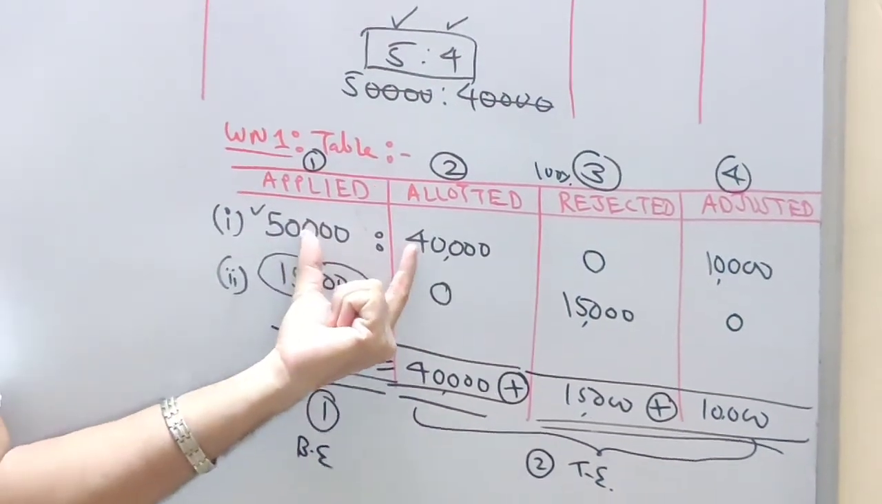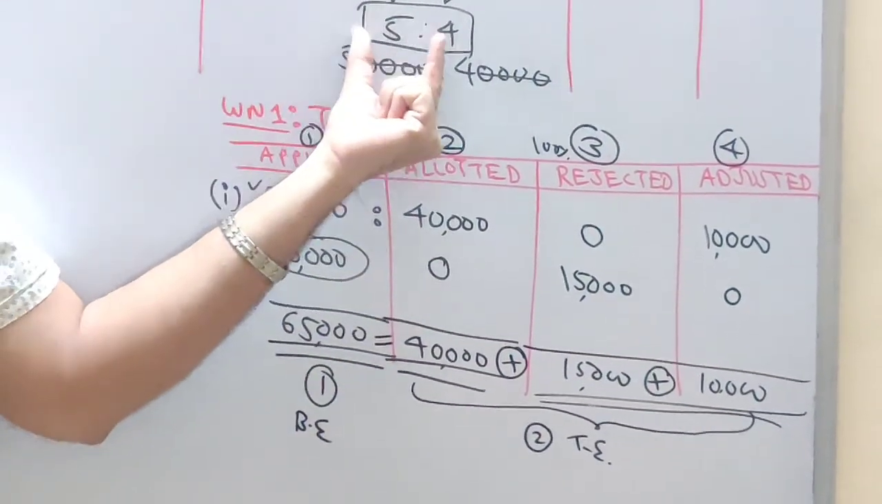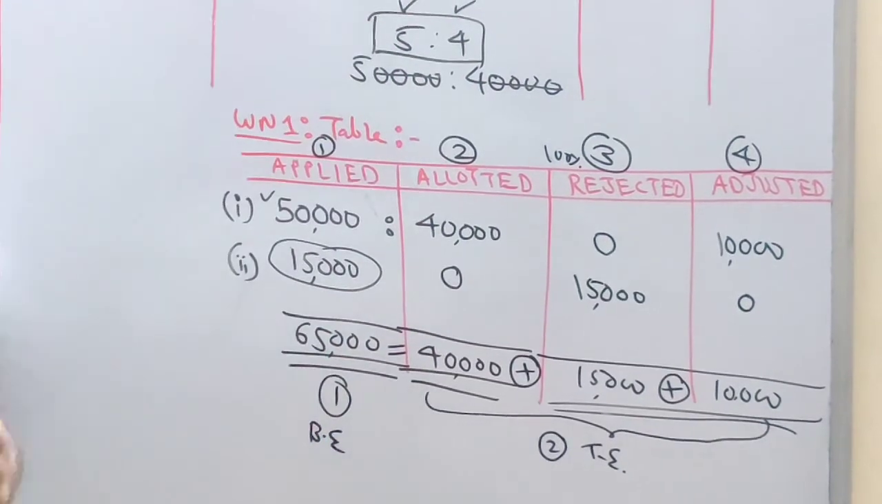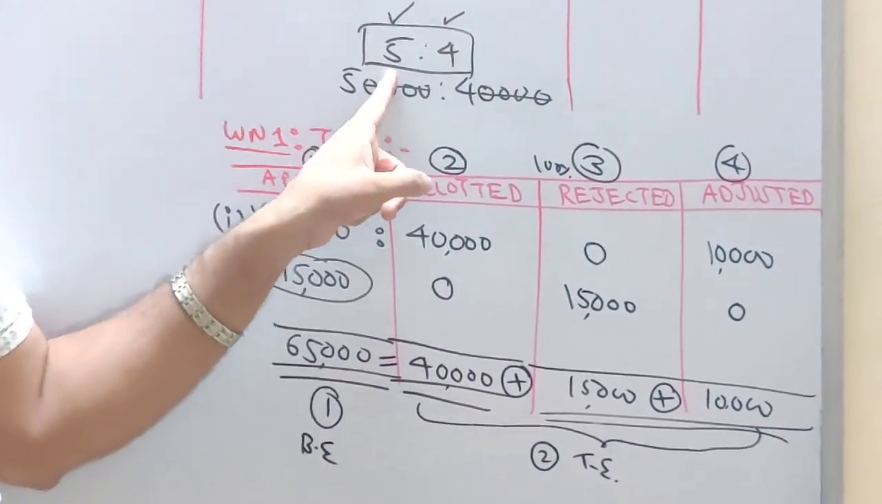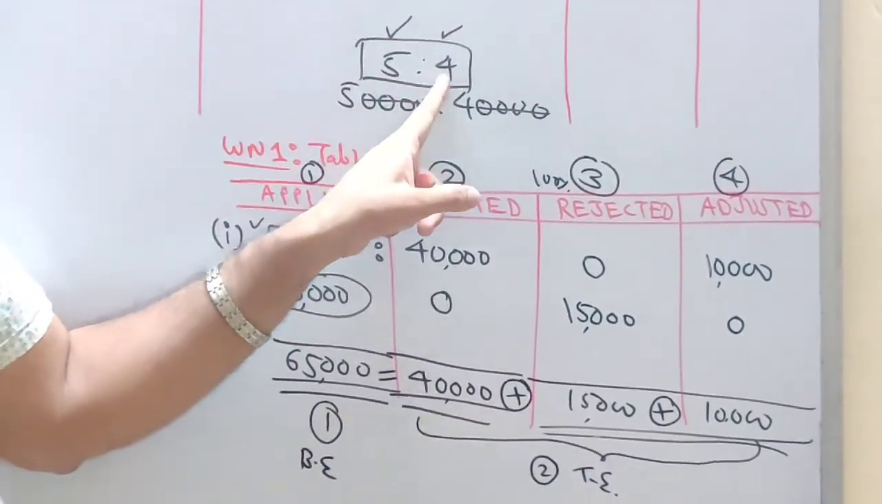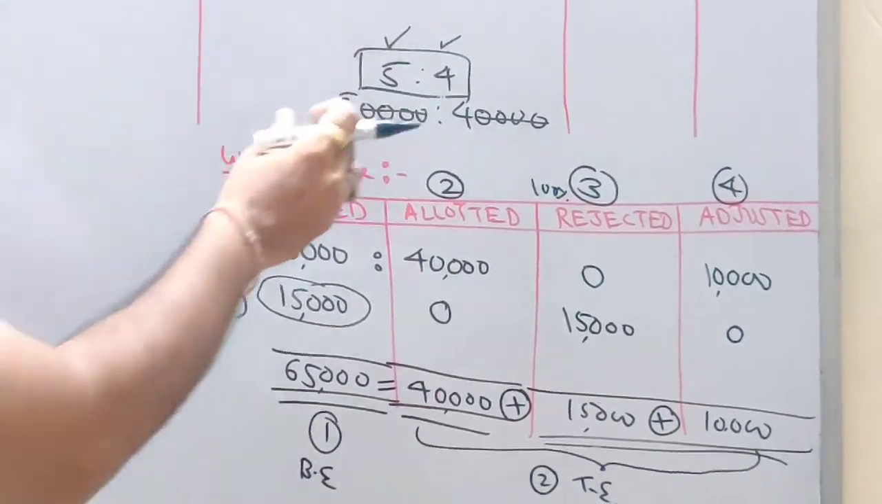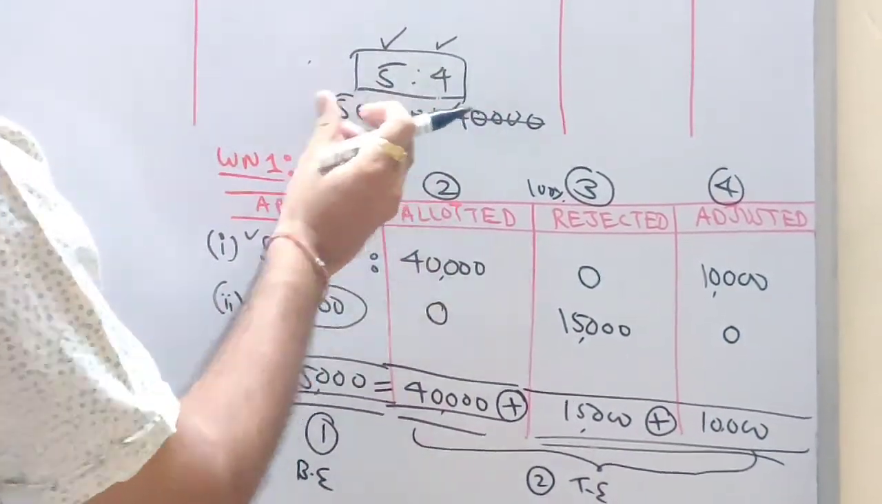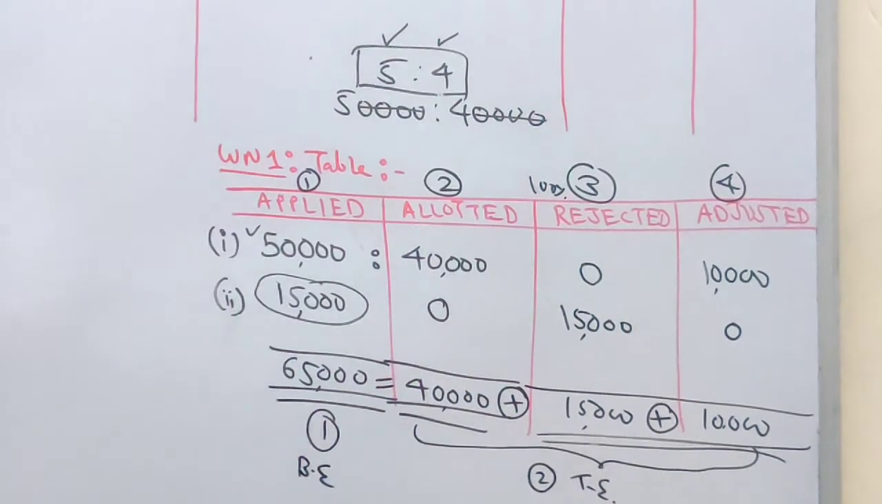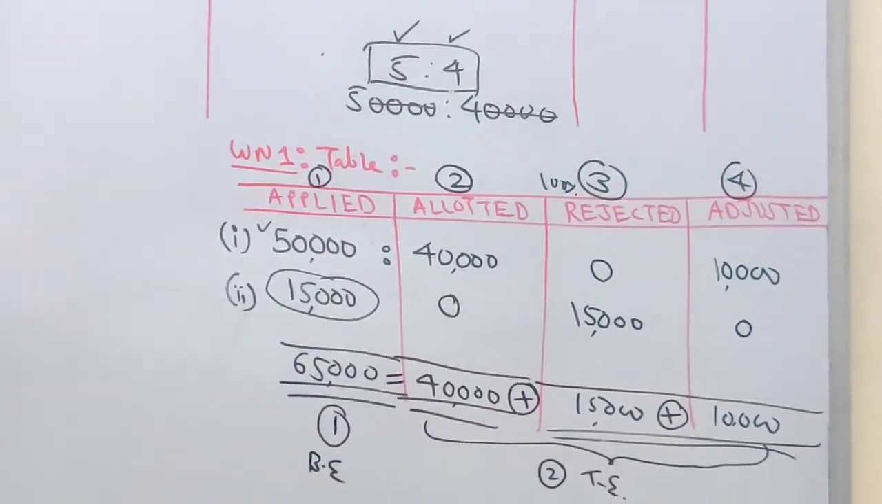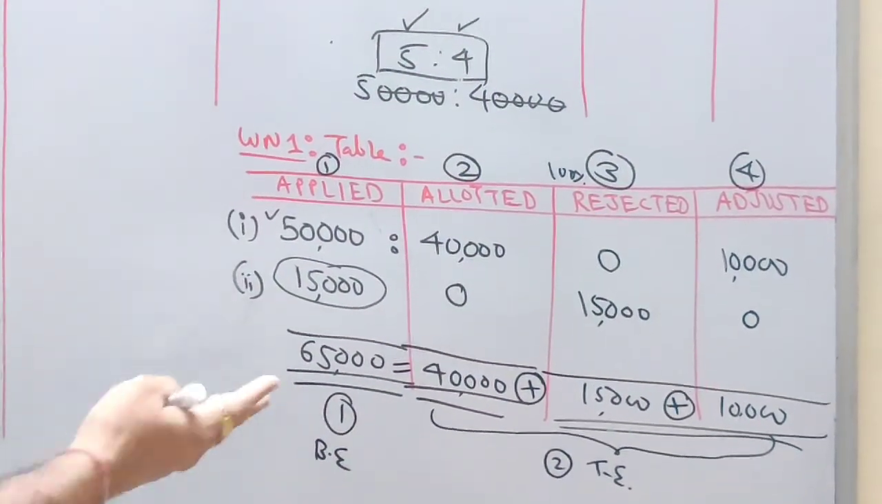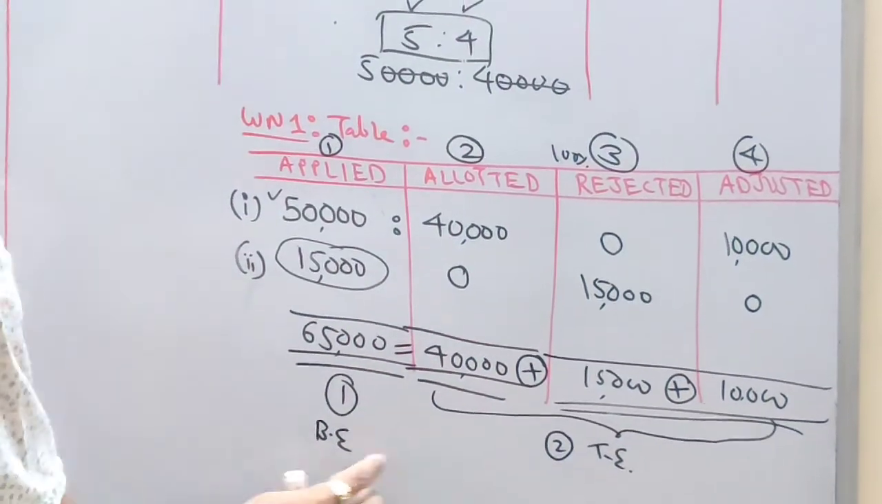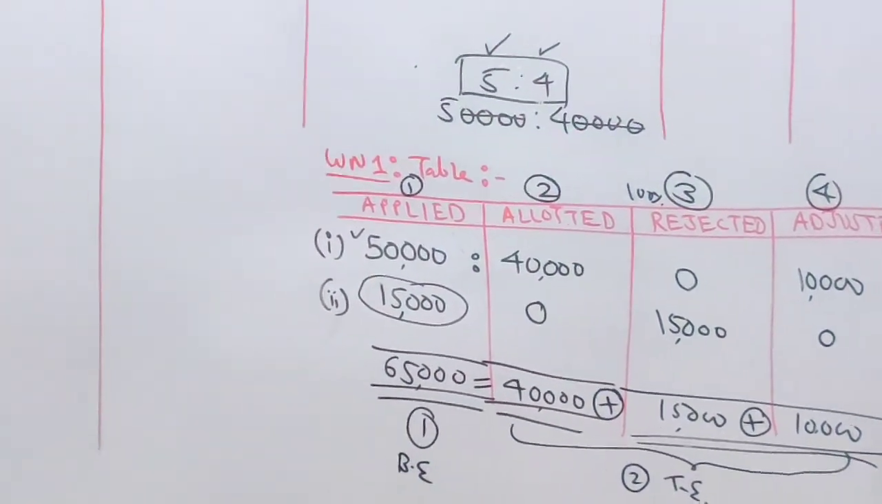So according to this figure, we got the pro rata ratio. What does the ratio explain? Those who have applied for 5 shares will be allotted 4 shares. This ratio is very important for our second working note. We are going to use this ratio in our second working note. So before that, let's pass these two entries.